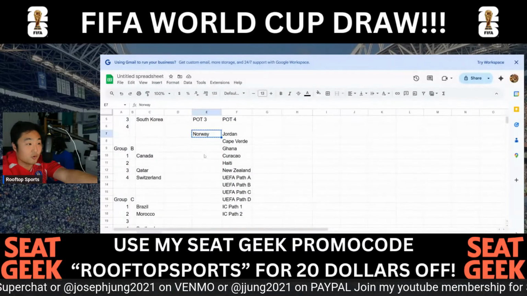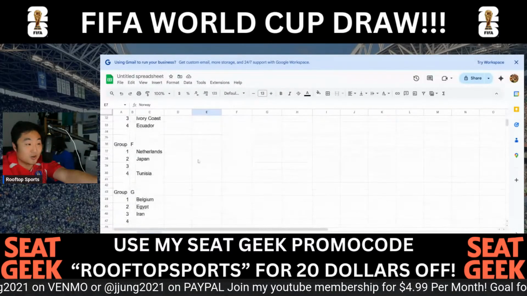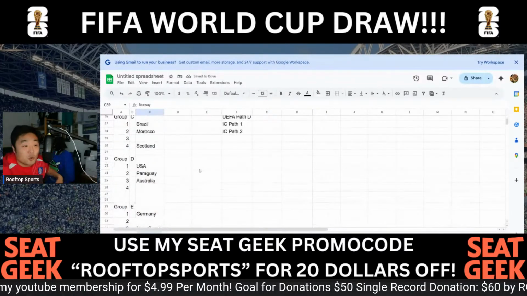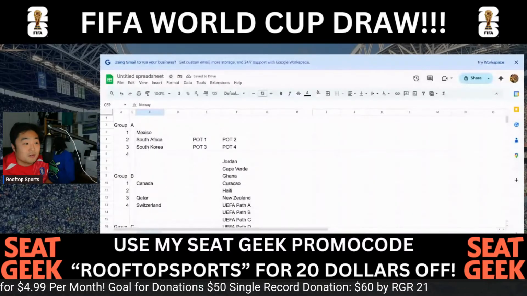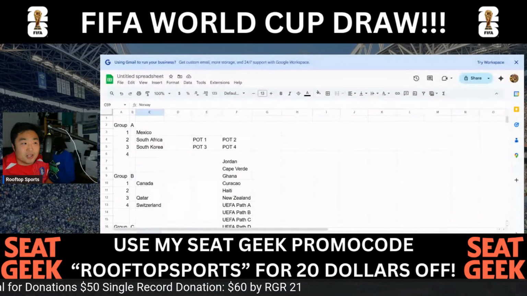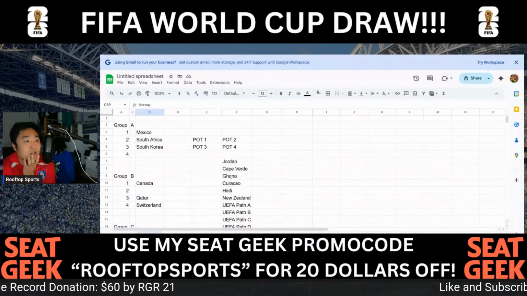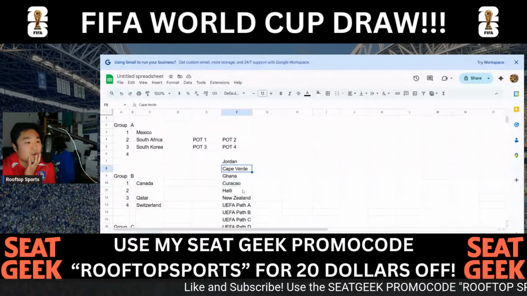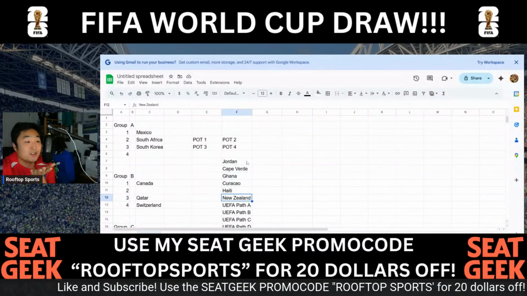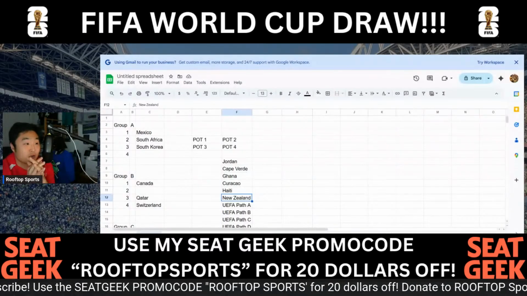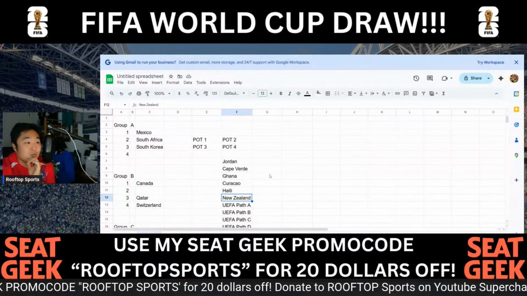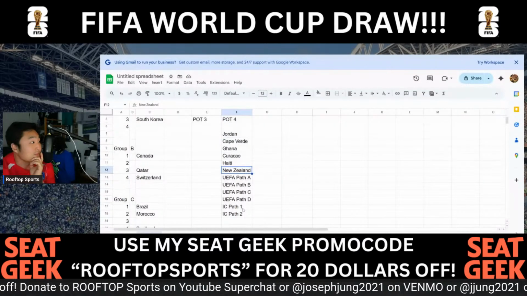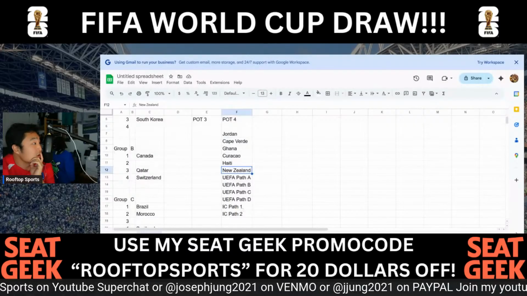Norway is going to be in Group I with France and Senegal. And now it's going to be the final group. We got Jordan, Cape Verde. You're not going to get Cape Verde, because Cape Verde is in Africa. So you're going to get either New Zealand, or New Zealand's the only team that can really realistically go to Group A. Other than the other unnamed ones, there's still some European teams and some inter-conference teams. So there's still a lot of factors into this.